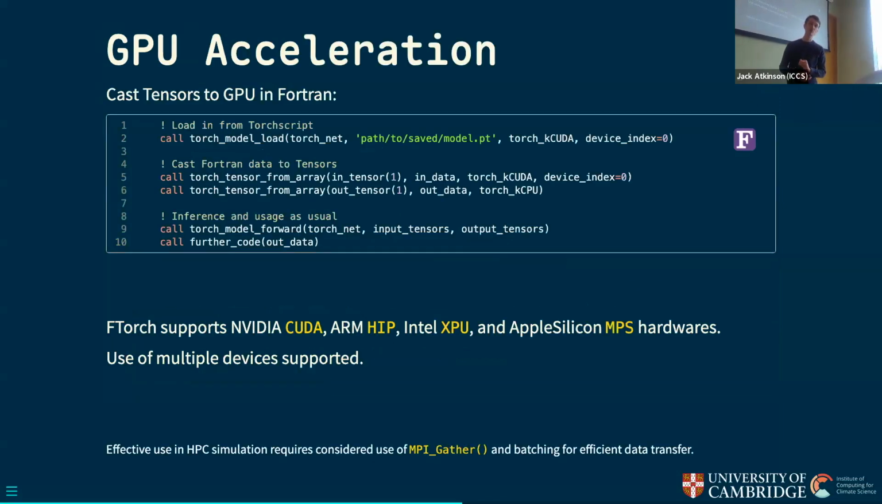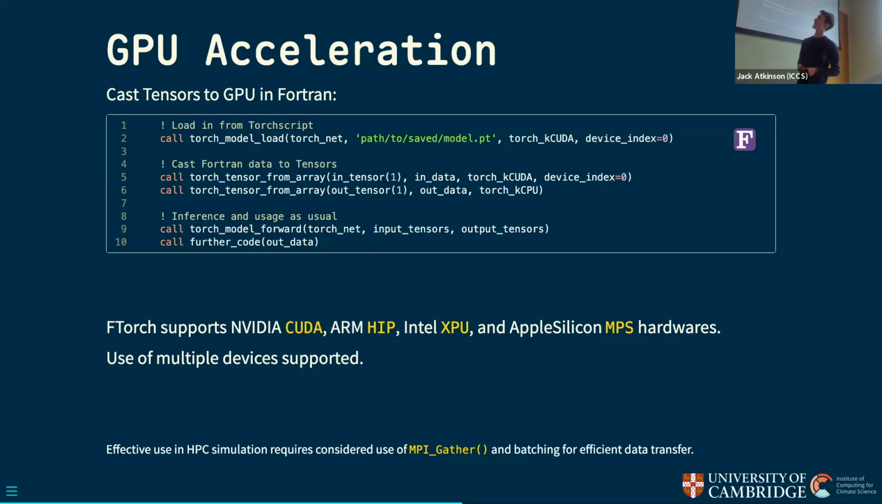To go on the GPU, it's not too much more work. So as I said before, we specified in the torch tensor from array that you have the CPU device. In this case, we're using a CUDA device. The input tensor here is on a CUDA device. The output tensor is on CPU. And the model is also on the GPU. So basically, you'll do your inference on the GPU, and then that will automatically be transferred into an output array that's on the CPU ready for you to use for some downstream code.